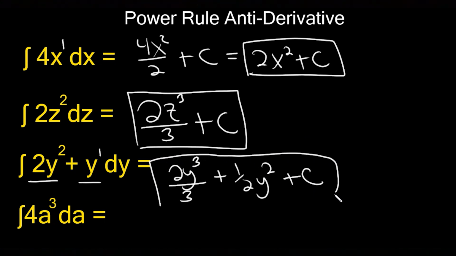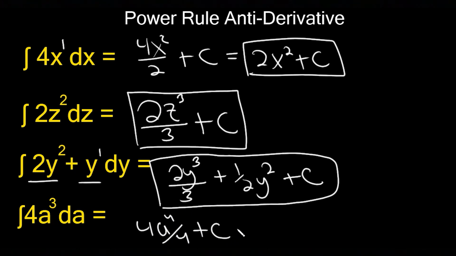All right, let's go ahead and try this last problem. This one here is in respect to a, so dA. So again, I'm going to add 1 and then put that on the denominator. I get 4a to the 4th power all over 4. And then we have plus our constant of integration.